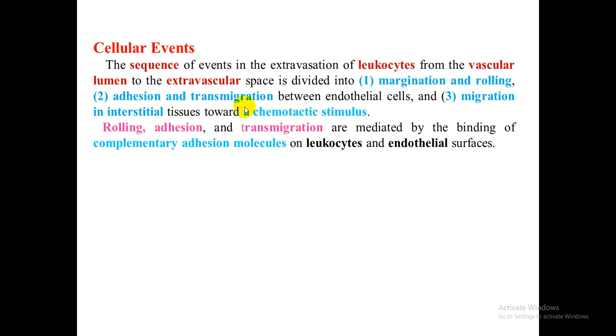Adhesion and transmigration of leukocytes between endothelial cells, and migration in interstitial tissue toward a chemotactic stimulus. Chemotactic stimuli, or chemotactic mediators, are chemical mediators that act to recruit leukocytes to the site of injury or inflammation. This occurs after transmigration of leukocytes through the endothelial cells and basement membrane.